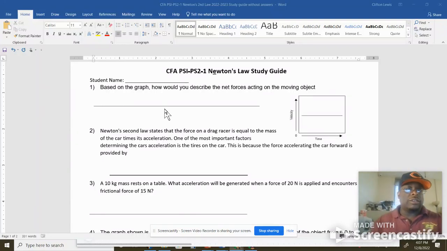What's happening. Let's get right to it. So this is for the CFA, Newton's law. And based on the graph, how would you describe the net forces acting on a moving object? So this is the moving object. This straight line represents the moving object.